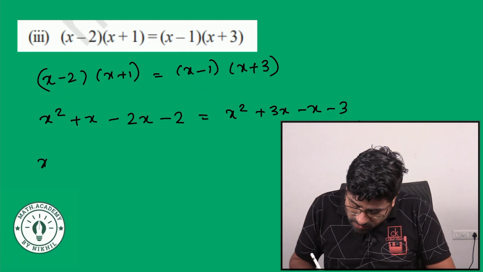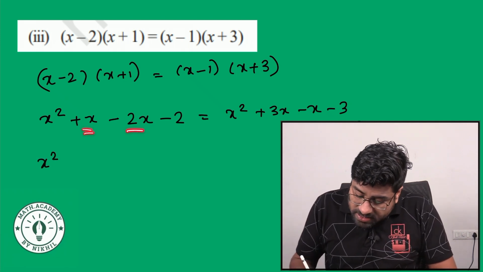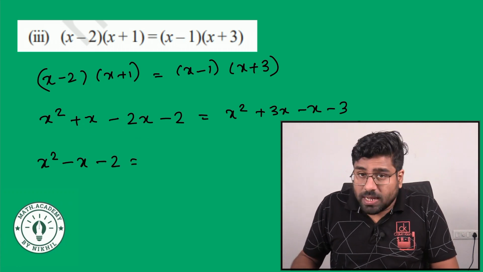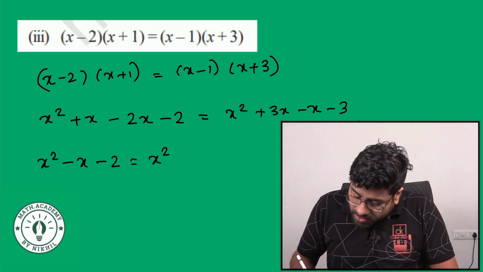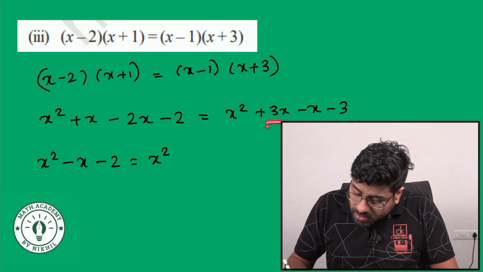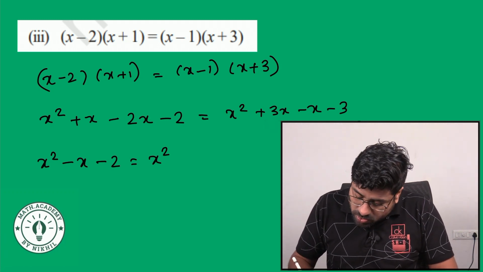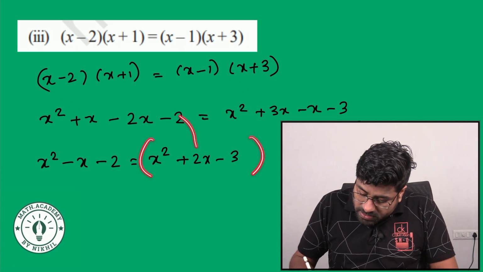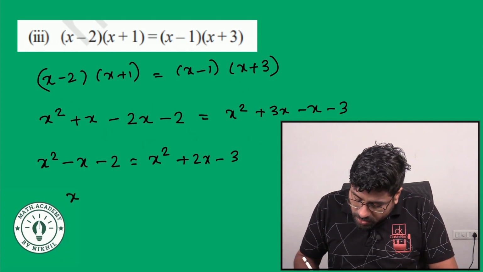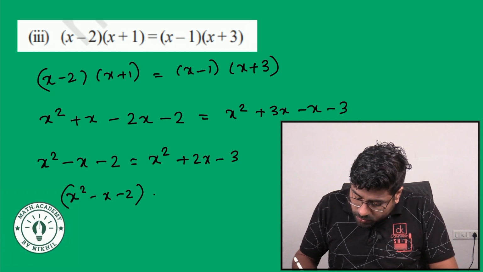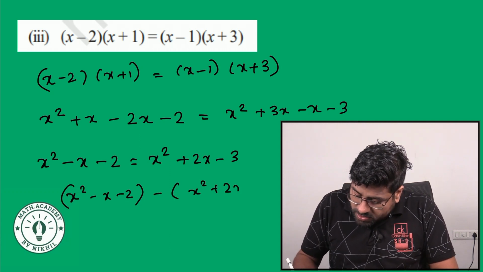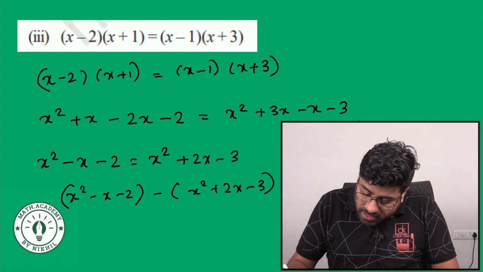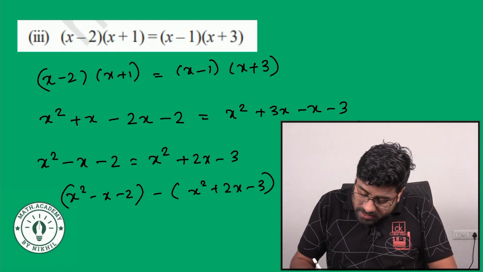Now simplifying this becomes x square plus x, and minus 2x becomes minus x. Minus 2 will remain as it is. On the other side, I will have x square plus 3x, and minus x is going to become plus 2x, so it is going to be plus 2x minus 3. Now you can take everything from this side to the other side. So that is going to be x square minus x minus 2 minus of x square plus 2x minus 3 is equal to 0. Now we can see that, yes, we can simplify this expression.